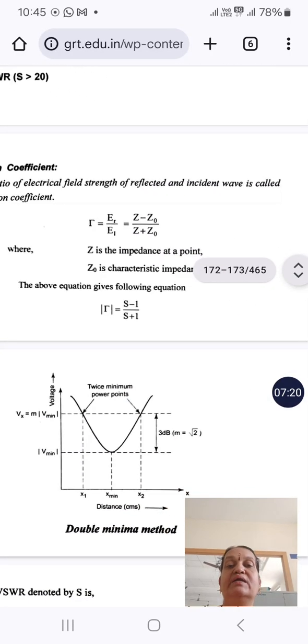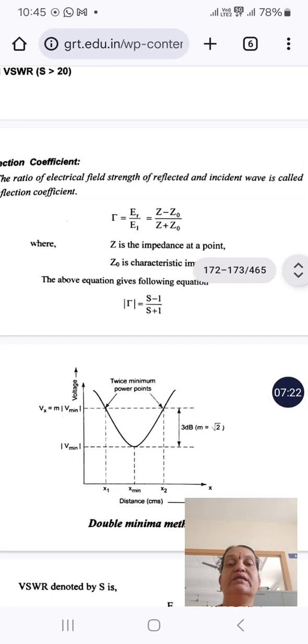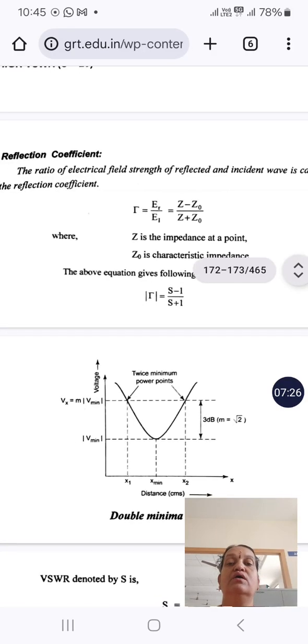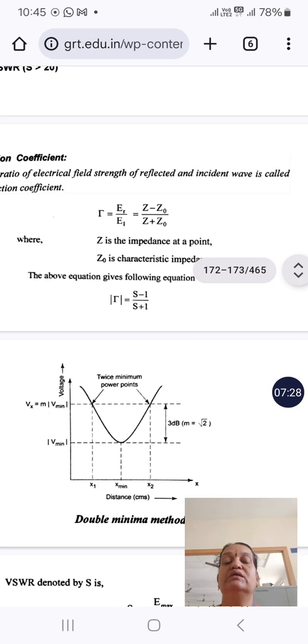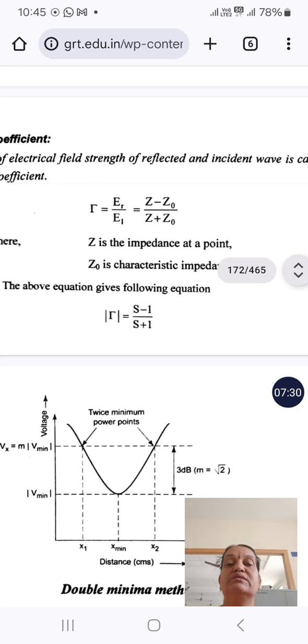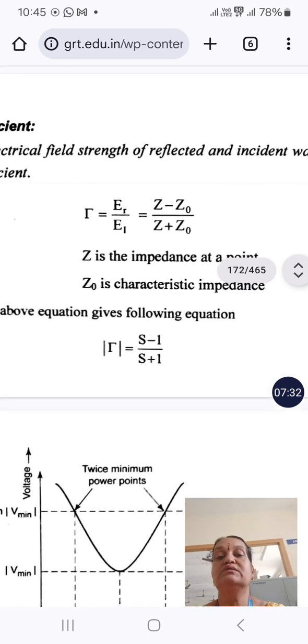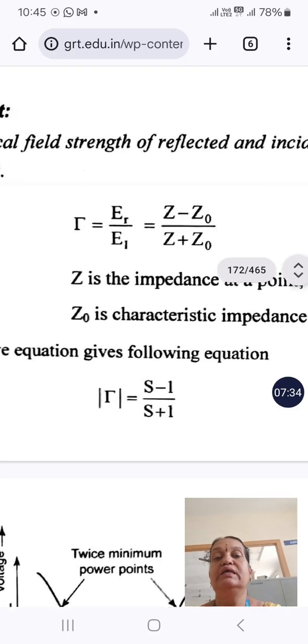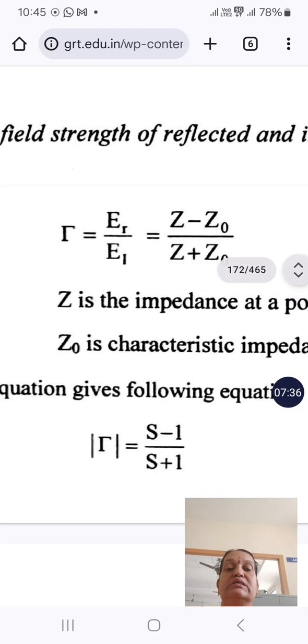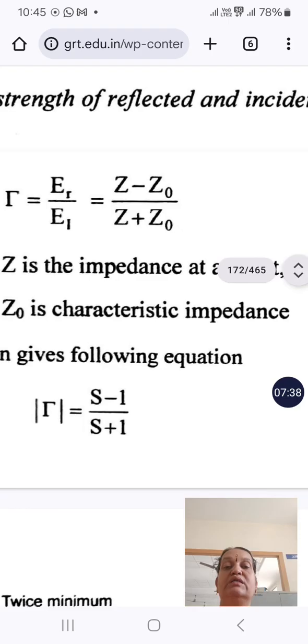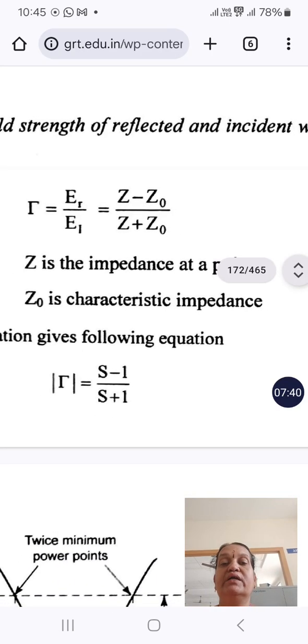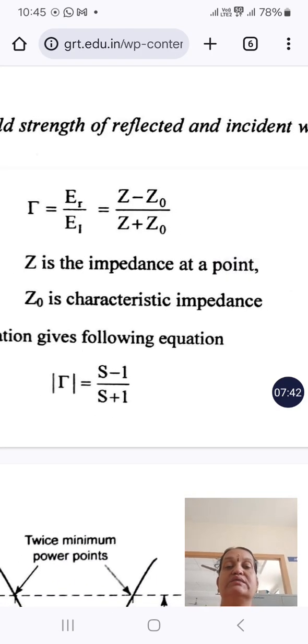The reflection coefficient is the ratio of the electric field strength of the reflected and incident wave. We can measure it by means of the formulas, that is E reflected to E incident. It can also be equated to the impedance values. So Z is the impedance at the input point and Z0 is the characteristic impedance. So Z minus Z0 by Z plus Z0.